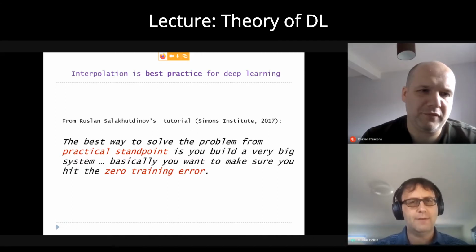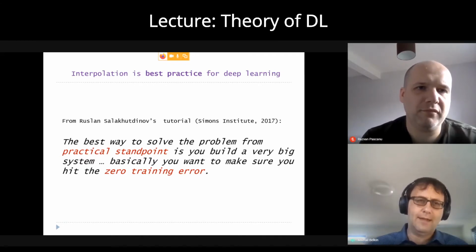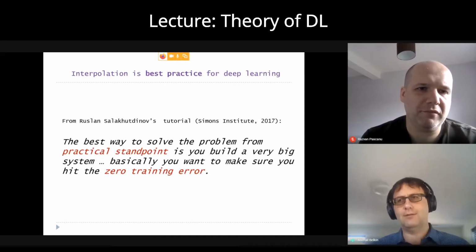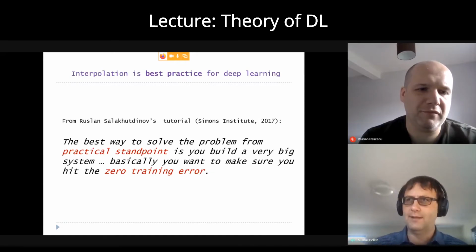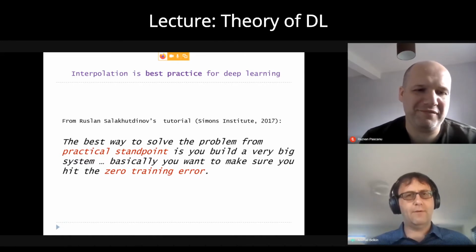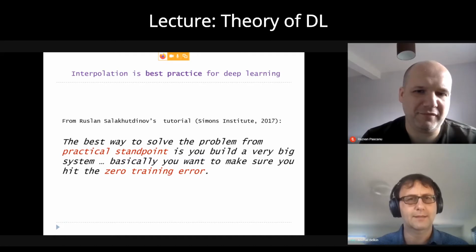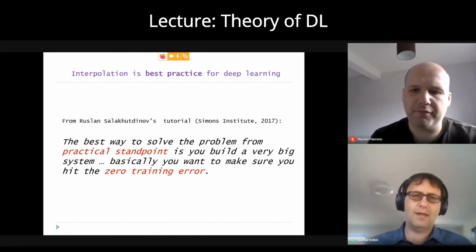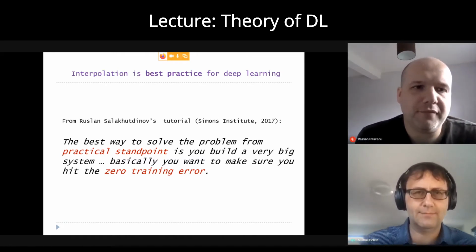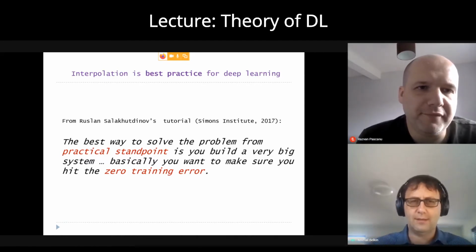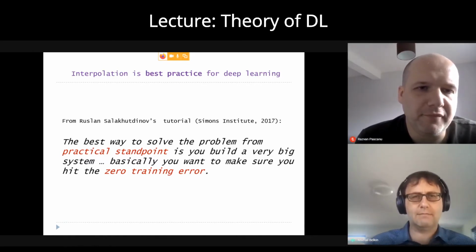He said the best way to solve the problem from a practical standpoint is that you build a big system, you have 0 training error. So that's actually the step toward building neural networks. And well, it's not the last step. I should point out that he didn't say that you stop at this point. But the interesting thing is that you already get good performance even if you don't do anything else, as we have seen. But you can increase performance from there by adding regularizations and other things. But if you just do this, you're already kind of there.